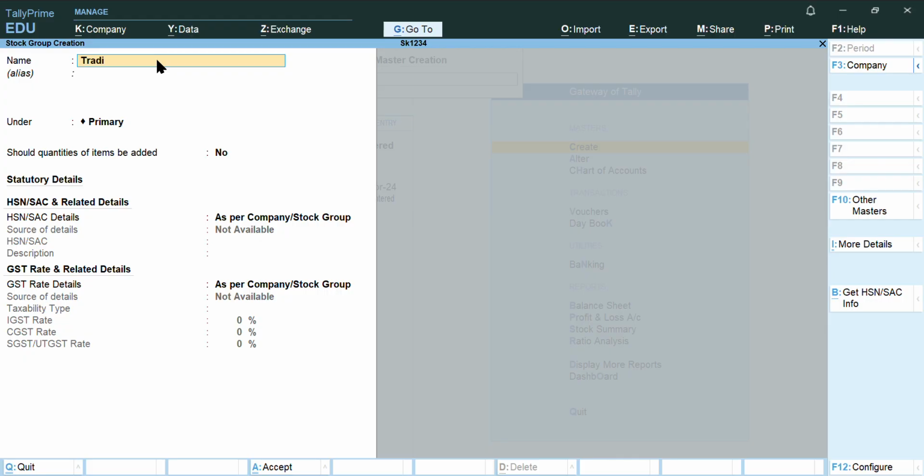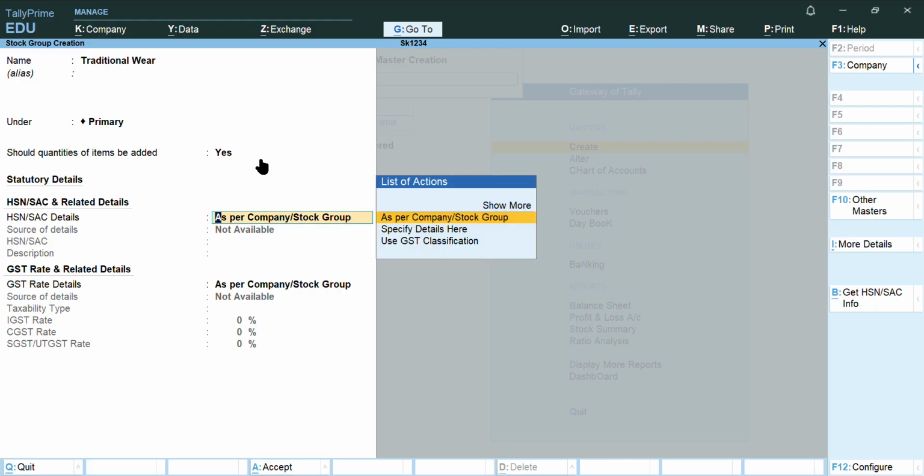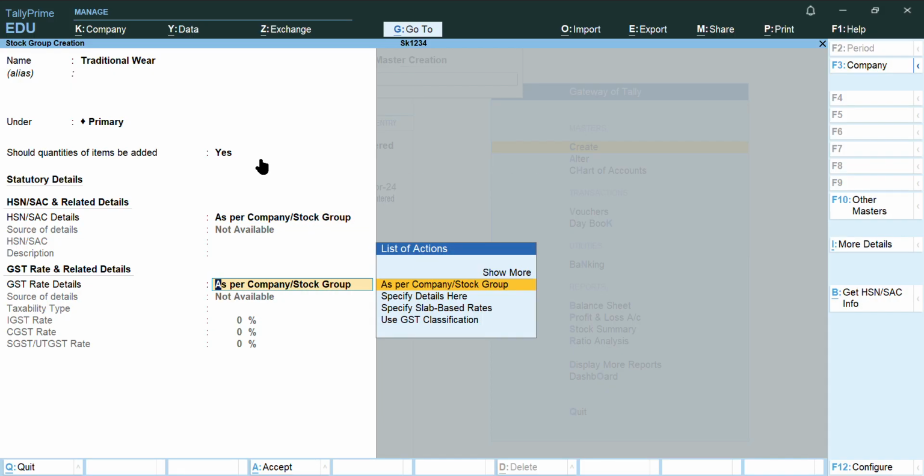So traditional wear. Okay. Now the category is primary. Should the quantities be added? So be careful. Here we will be writing yes, because the stock is measurable in quantities. Now HSN etc. are specific details of GST. So we don't need to touch this because we are not given these. Now GST rate is important. Remember here, GST rate and related details are to be recorded here. So GST rate is as per the company groups.